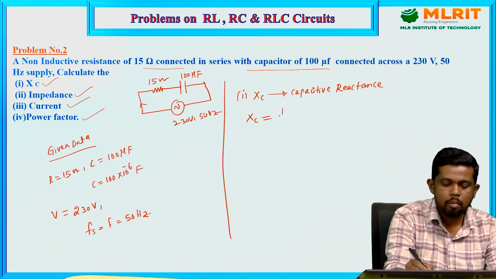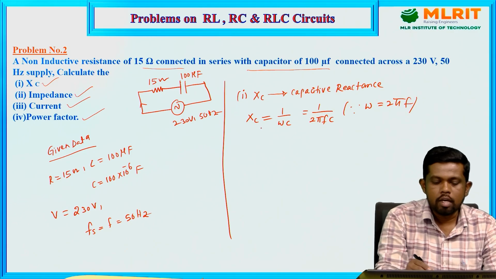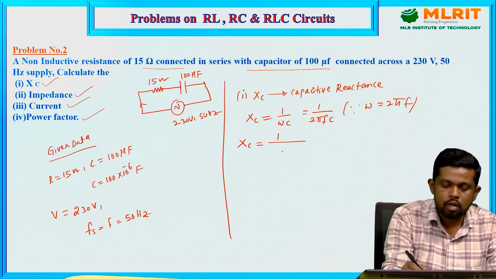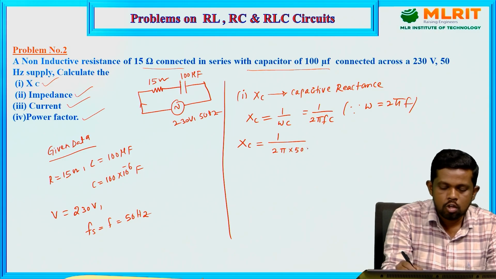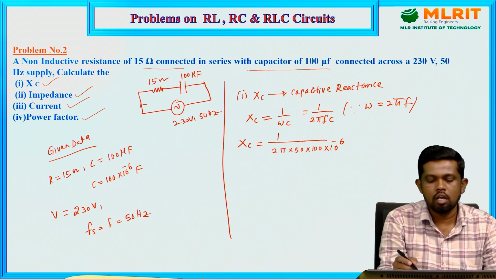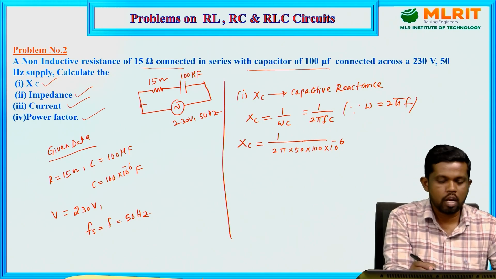XC means 1 by omega C, which means 1 by 2 pi FC, because the omega value is 2 pi F. So based on this, we get XC equal to 1 by 2 pi FC. If we substitute the values of frequency and capacitance, that is 50 into 100 into 10 power minus 6, then we will get the capacitive reactance value.